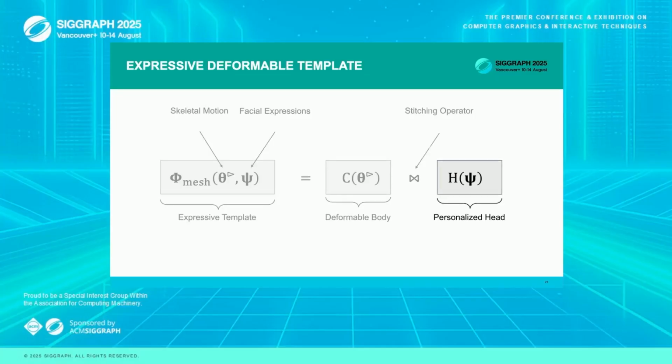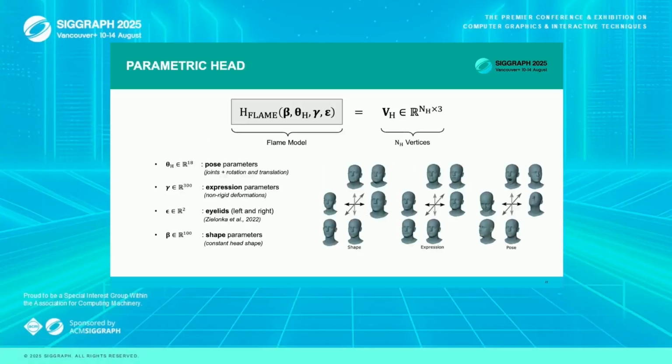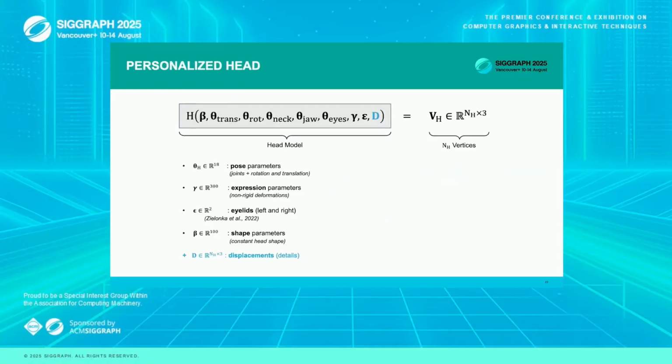Our key contribution here is a personalized head model that is controlled by facial expression parameters. We build upon the FLAME parametric model for face. It uses parameters for shape, pose, and expressions to create a detailed 3D head mesh. And to create a subject-specific avatar, we extend the standard FLAME model by adding learnable per vertex displacements, which allow us to capture the fine person-specific details like hair and unique facial features that the base model cannot represent.